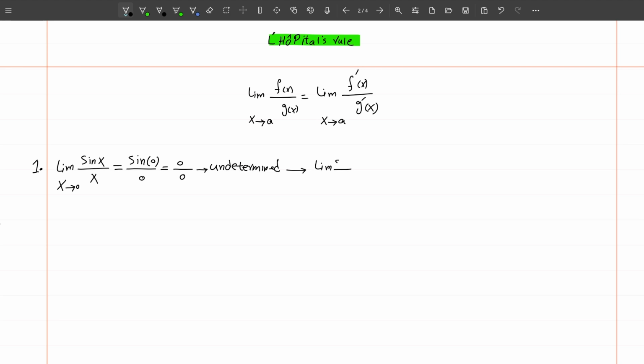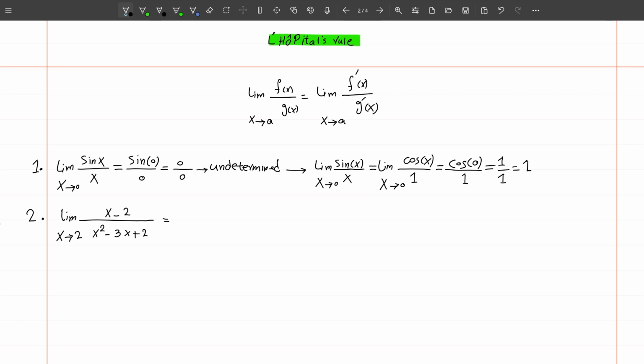So the limit of sine of x over x as x approaches 0 is going to be equal to the derivative of sine of x, which is cosine of x, over the derivative of x, which is 1. And we have to take the limit of this as x goes to 0. So now we substitute in place of x 0. So we have cosine of 0 over 1, and cosine of 0 is 1, over 1 is equal to 1. Let's see another example.